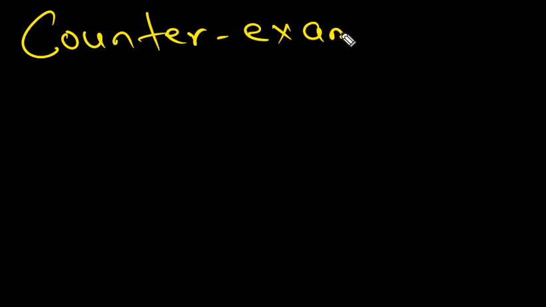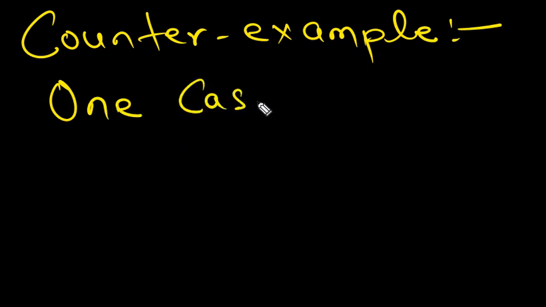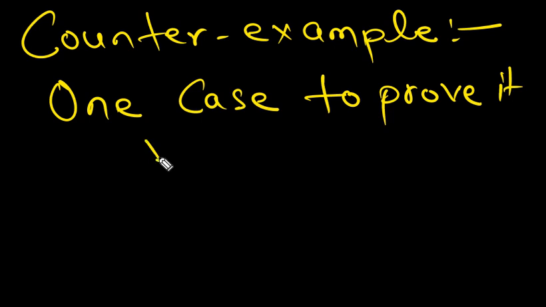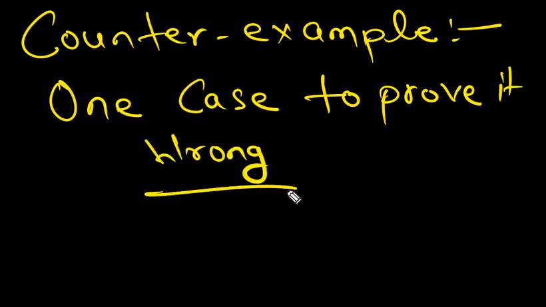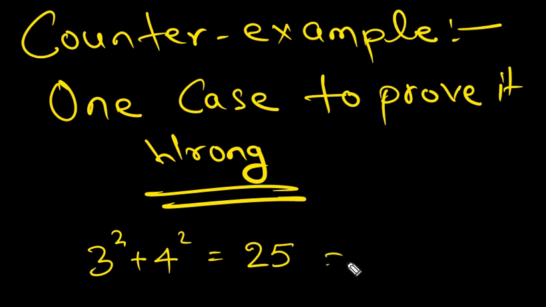Now what is a counter example? If you find just one case to prove it wrong, that example will be your counter example. Okay? For example, just now we did that 3 square plus 4 square is 25. So we are saying the sum of square of two consecutive number is an odd number.